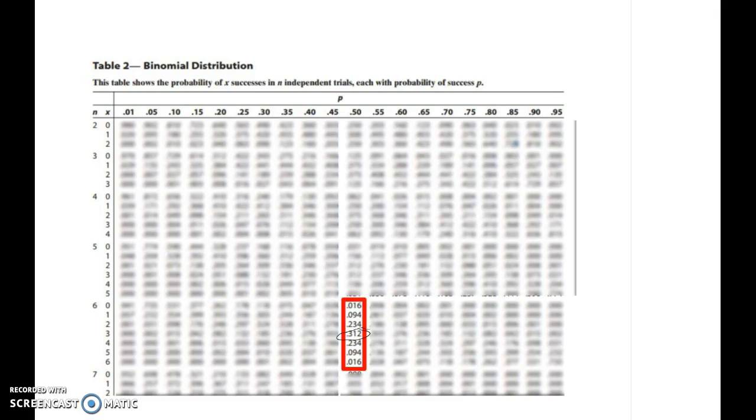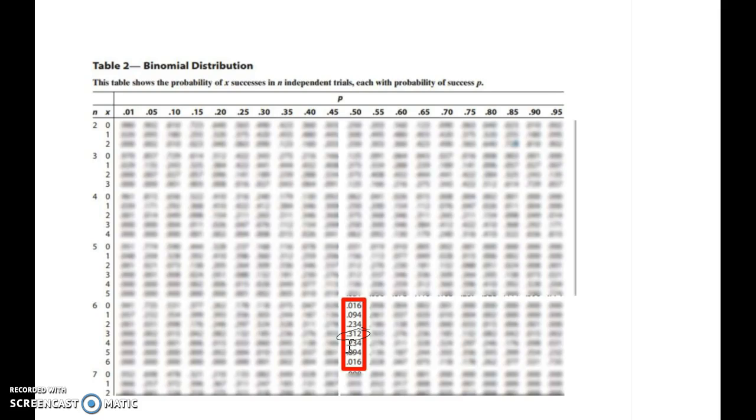Notice the following. The probability that X equals 0 equals 0.016, and the probability X equals 6 also equals 0.016. The probability X equals 1 equals 0.094, and the probability X equals 5 also equals 0.094. The probability that we have 2 is 0.234, and the probability of 4 is 0.234.